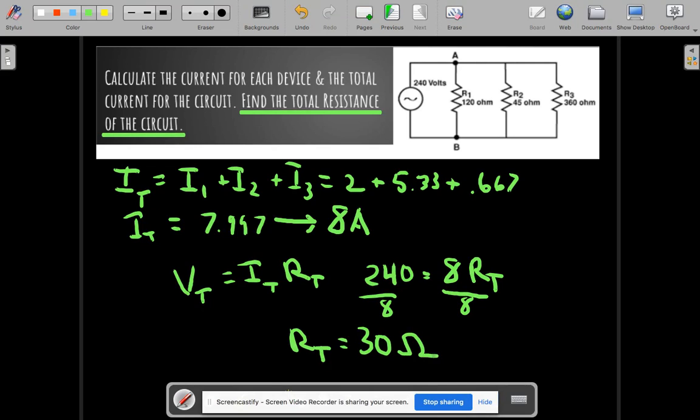ohms. Notice the total resistance in this case is smaller than each one of these individually. And if we were to add another one, it would be even smaller than that. The resistance would get smaller and smaller and smaller, until the current gets so high that if this was a house, the circuit breaker would pop.